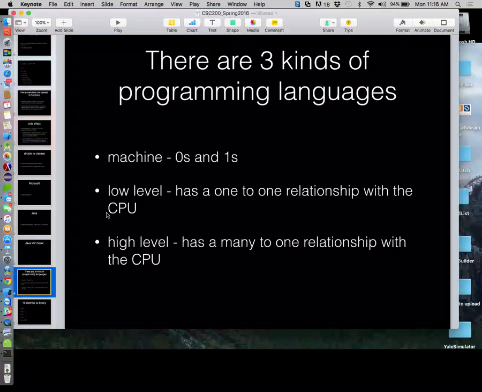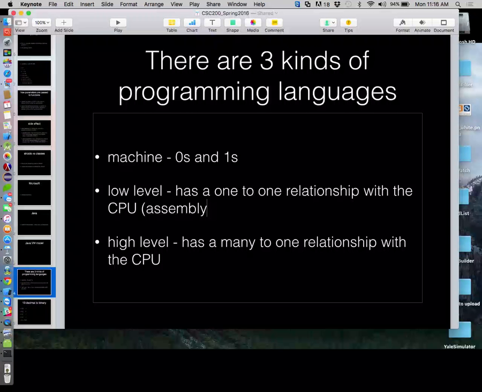Now, we have these low-level languages. This means it's going to be more English-like, so we have actual programming languages. An example of one of these is a language called assembly. There's actually an assembly language for every single CPU architecture that's ever existed, so there are a lot of different assembly languages.